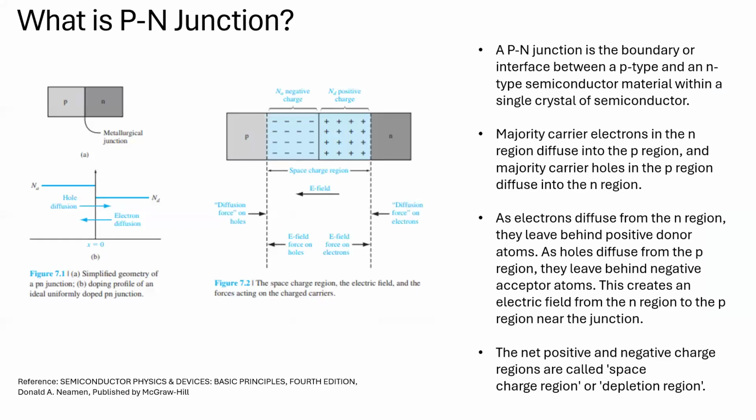Before diving into what a P-N junction diode is, we will learn what a P-N junction actually is. A P-N junction is a boundary or interface between a P-type and an N-type semiconductor. Due to the diffusion of the majority carriers from the P side and N side, a depletion region or space charge region is created.